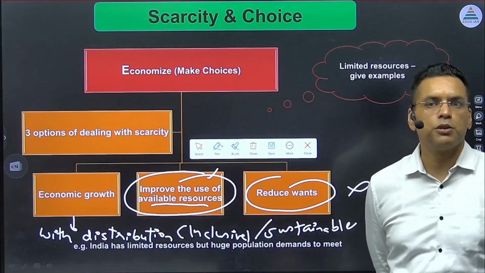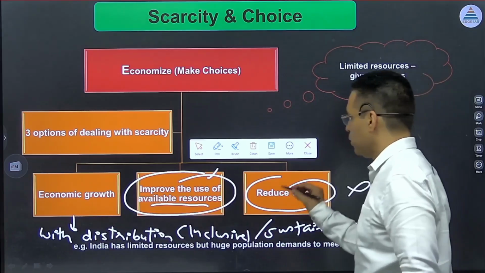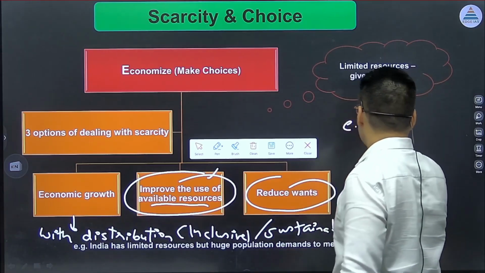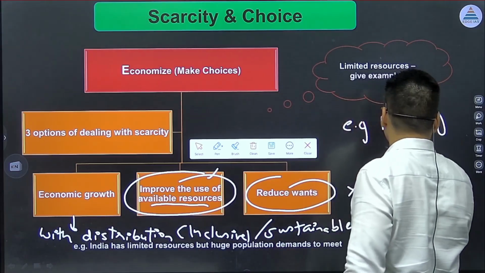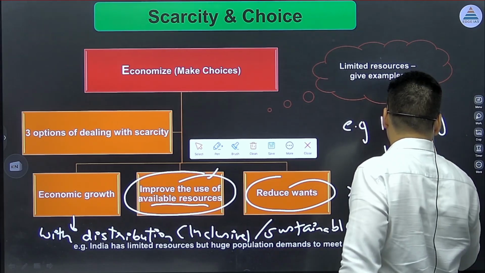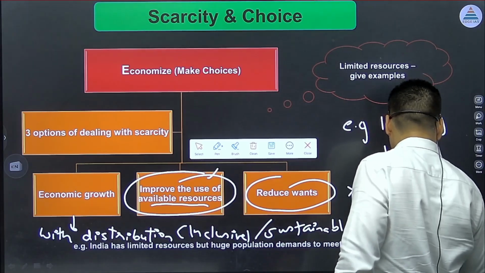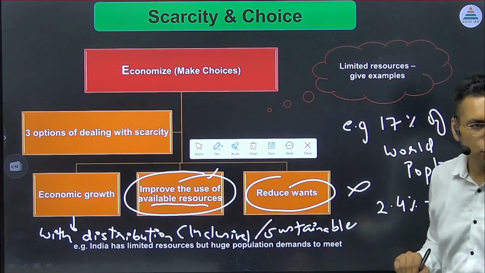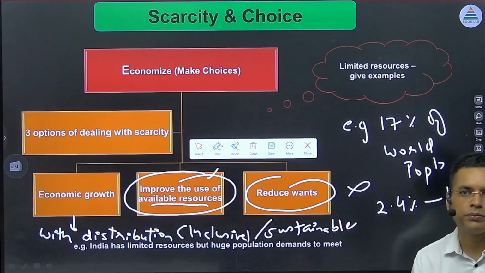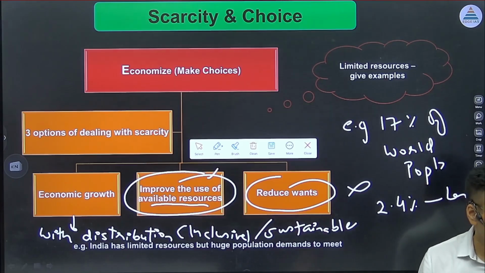So India has how much population? We have a very good example would be we have 17% of the world population and we have 2.4% of the land. So per capita land availability is less in comparison to many other country. Am I right? Okay.